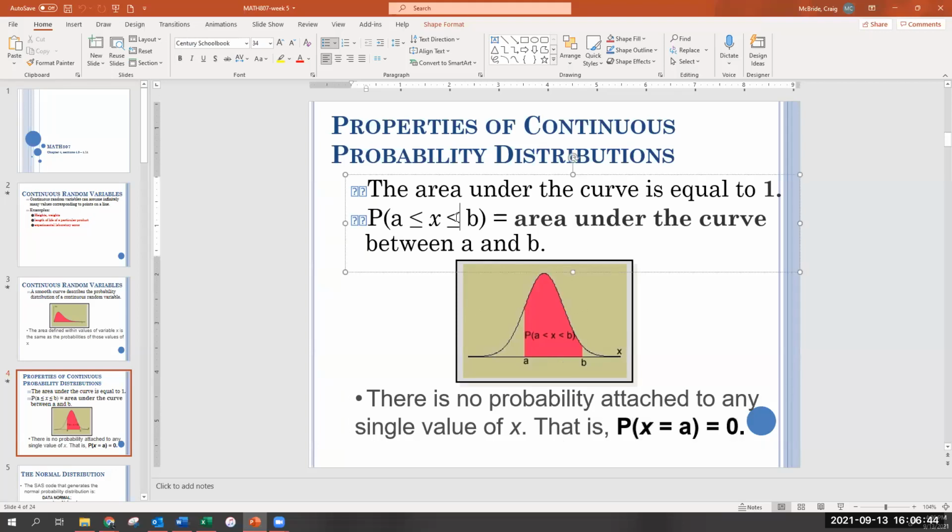So there's no difference between a strict inequality of less than or a less than or equals or a greater than or equals. Those symbols are interchangeable. There's really no reason to use one versus the other.